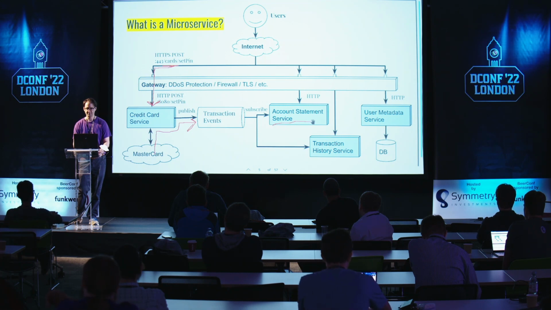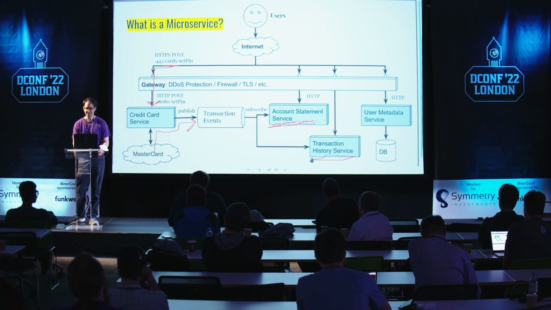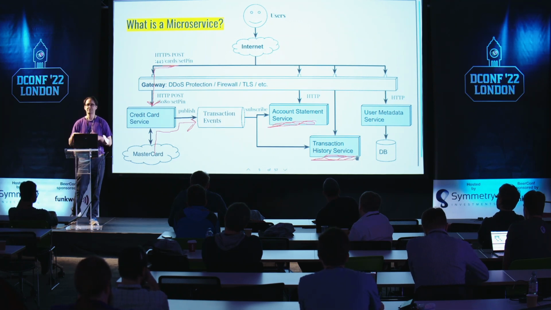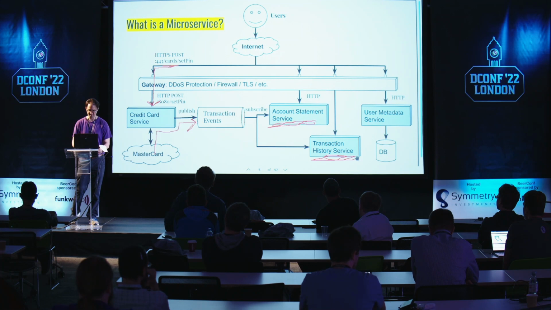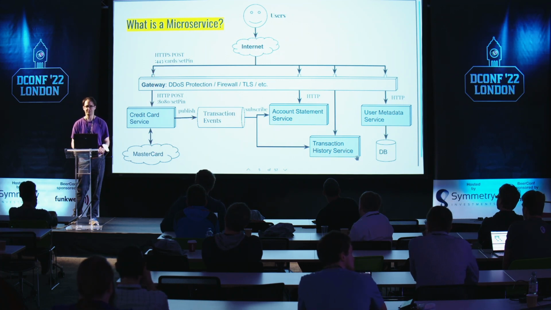So the account statement service may react to that transaction and add it to your next monthly account statement, or you may actually have the user transaction history. If I want to see the list of my transactions on my account, that service will update itself. Each service may have its own database, etc. So that's a typical example of what microservices look like in a small application.